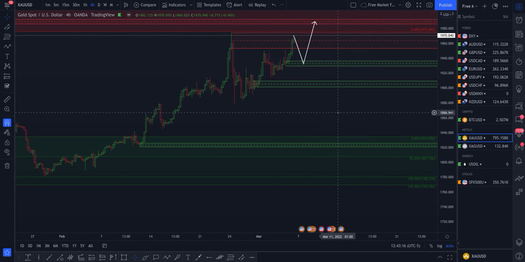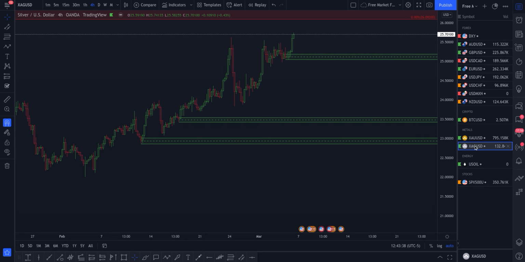gold. So again, my short-term institutional bias for gold is long, so I will be looking for the areas of interest that are demand, for price to come into those areas of interest. Look for confirmation to take this pair going long. Same thing with silver. Short-term institutional bias is long.